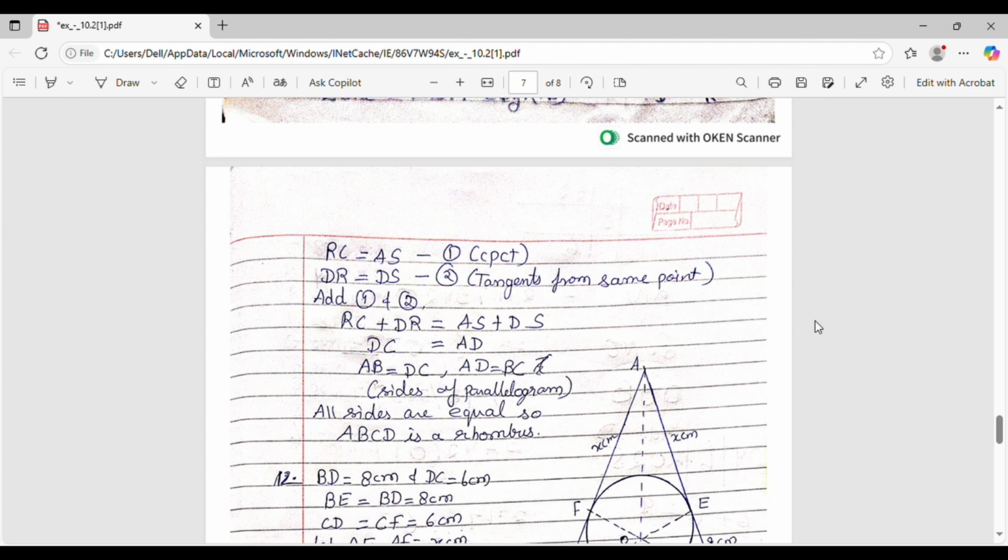And DR is equal to DS, as they are tangents from the same point. So by adding these both equations, we will get DC is equal to AD. And we know that AB is equal to DC and AD is equal to BC because they are the opposite sides of a parallelogram. So all sides are equal. Therefore, ABCD is a rhombus.